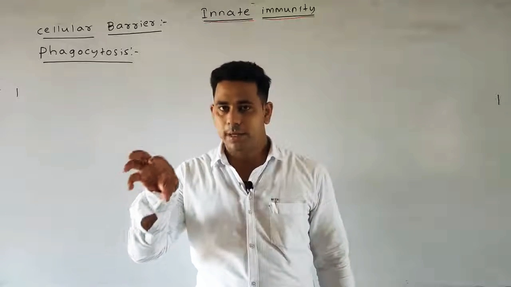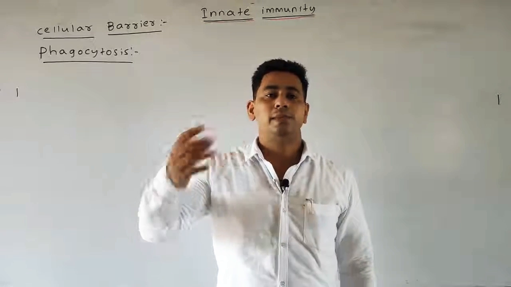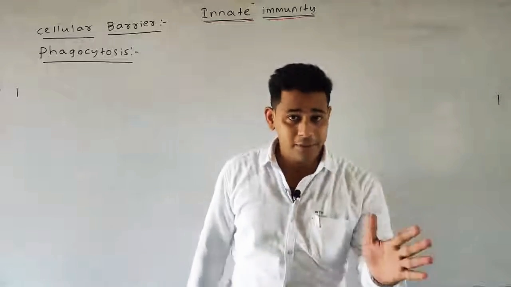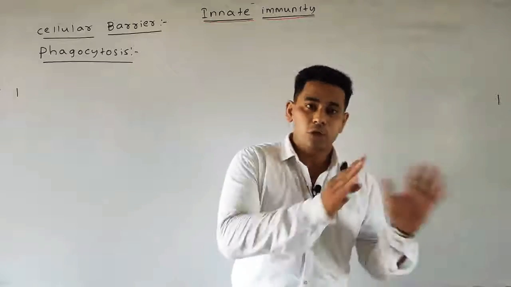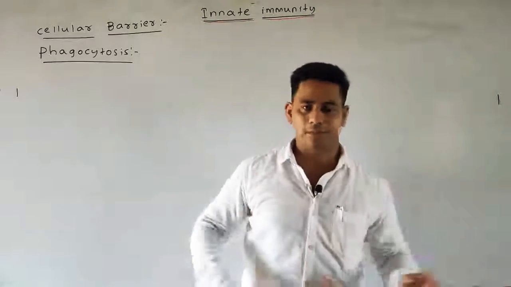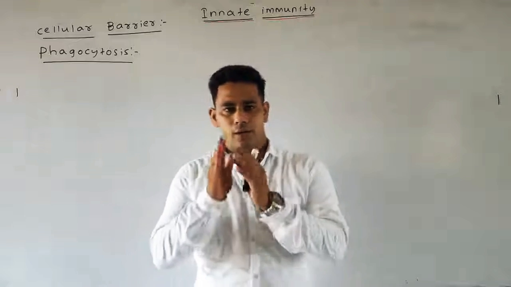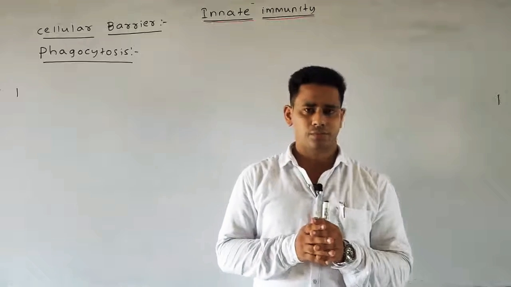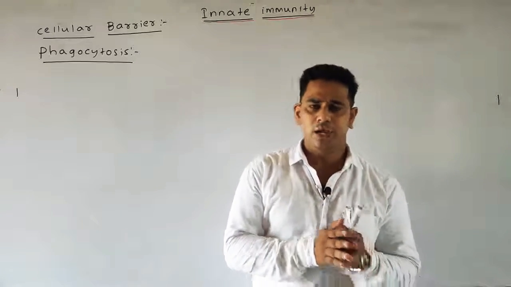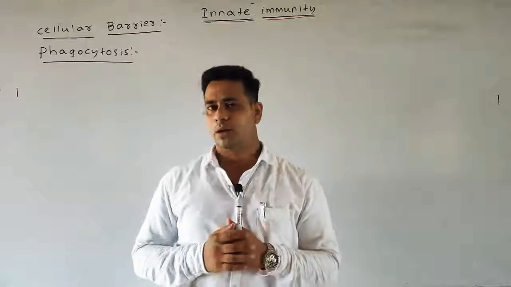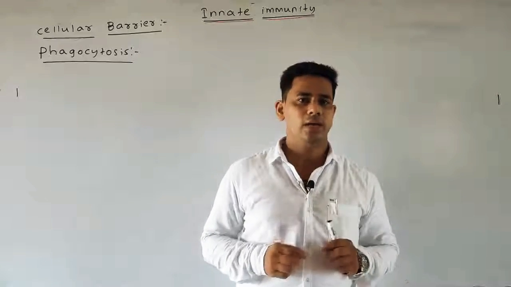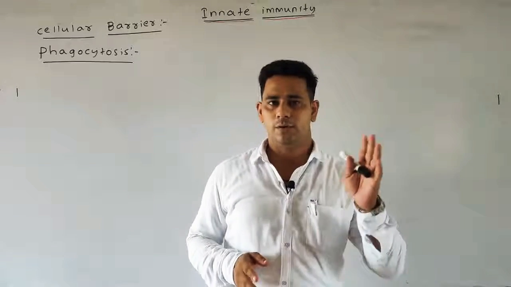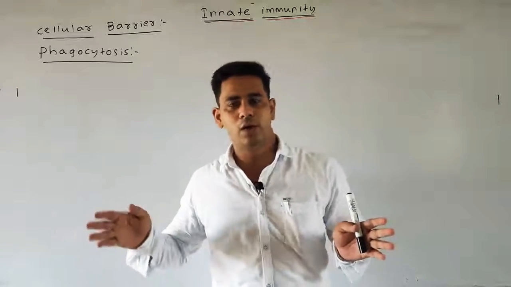But the acquired immunity is the specific one, means it is specific for some pathogen. But the innate immunity is non-specific, means it is not specific to any pathogen. It can kill any pathogen. Further, we discussed the innate immunity is divided into two types. One is your external innate immunity, the other one is your internal innate immunity. External innate immunity we discussed clearly, in which we discussed the physical barrier and also the physiological or chemical barrier.